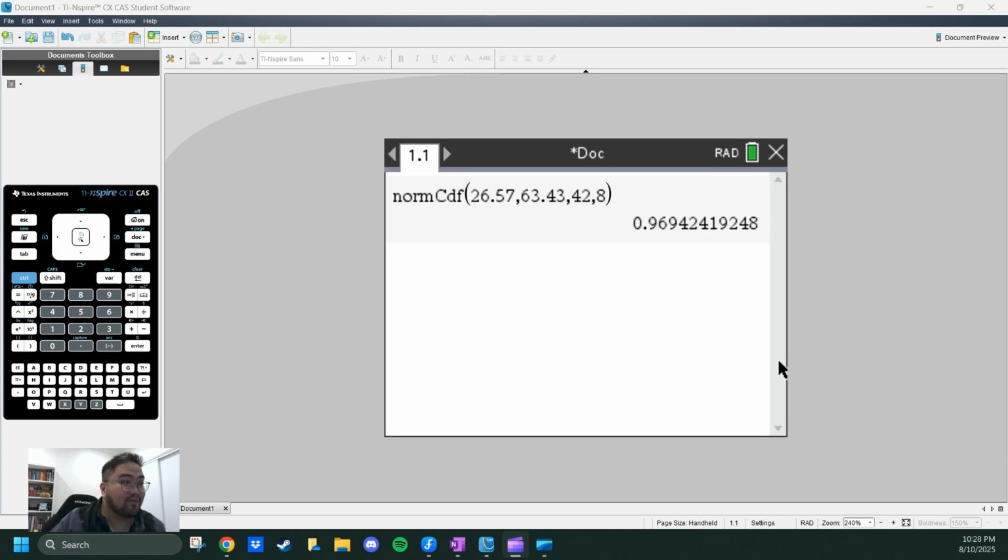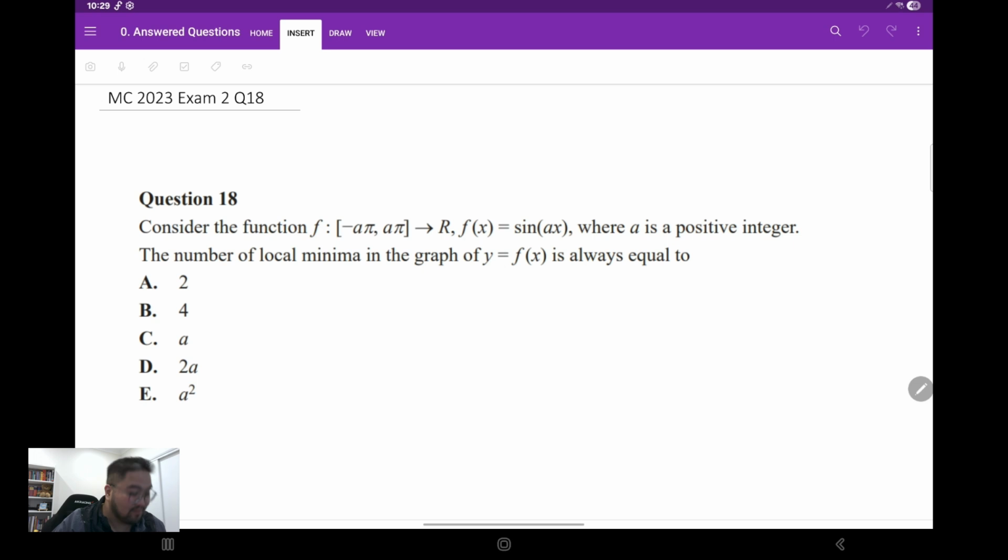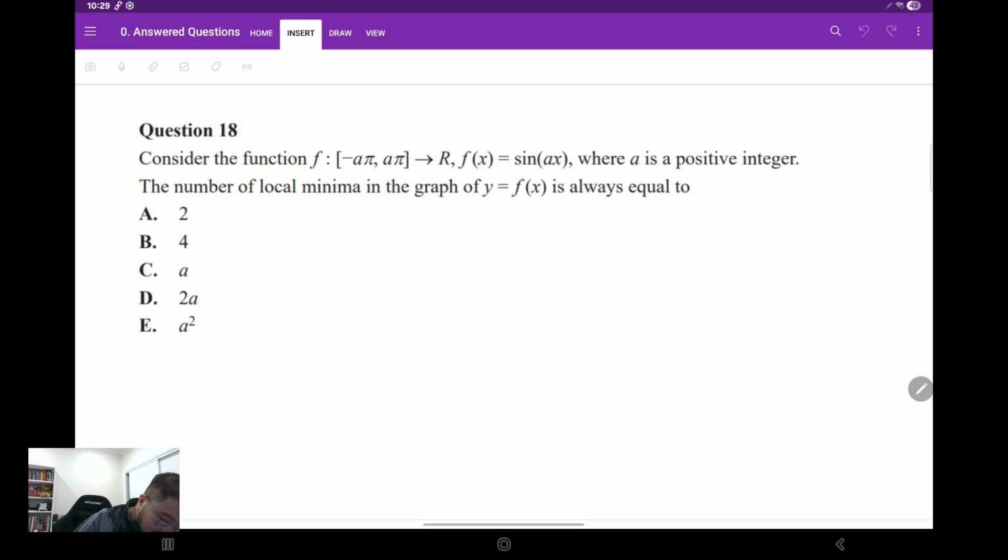All right, so this next question here is not that one. It's supposed to be this one. Question 18 of exam 2, 2023. Consider the function with this particular domain with sine ax, where a is a positive integer. The number of local minima in the graph of y equals f of x is always equal to.